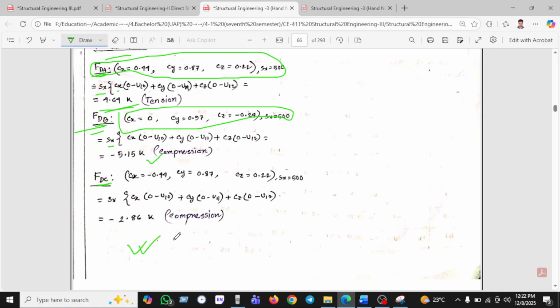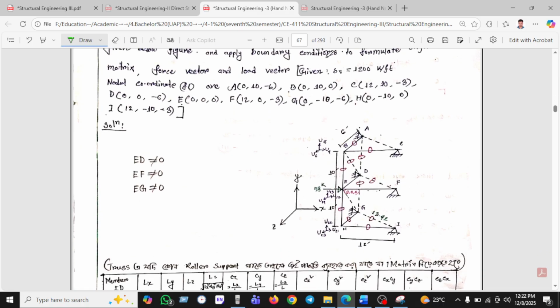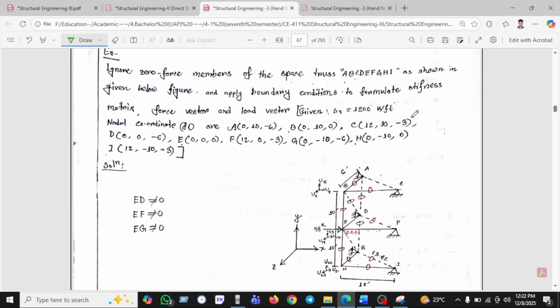and in this way we get CD. We can see another example: ignore the zero member force of the space A, B, C, D, E, F, G, H, I as shown in the given figure, and apply the boundary condition to determine the stiffness matrix and force vector. The load vector is given here, and the nodal condition is given here.